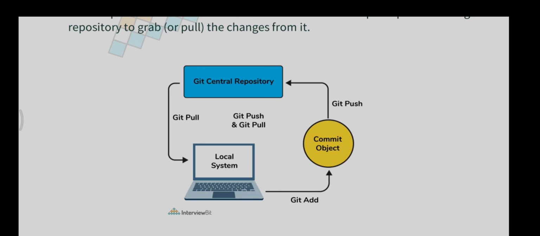This is a git central repository. This is my local system. Git add will add to the object. Commit the object. Git pull will clone the code to the local repository. Git push will push the code to the remote repository.